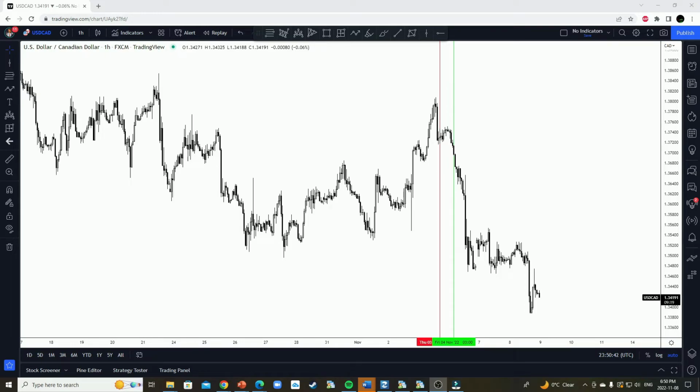The other trade that I took was on the US Canadian, and it was a tiny scalp basically. I shorted here and I got out there. I made $3.81, so it was very quick and painless.